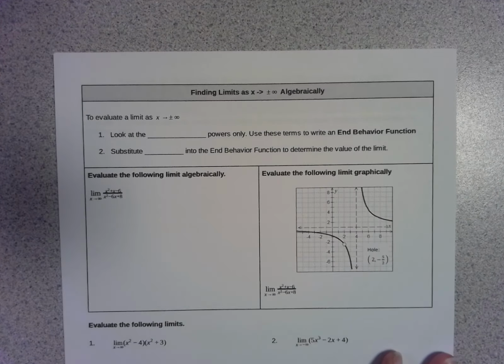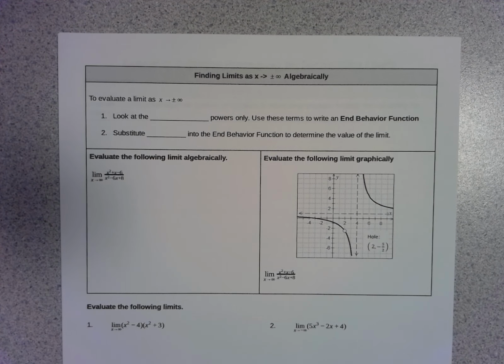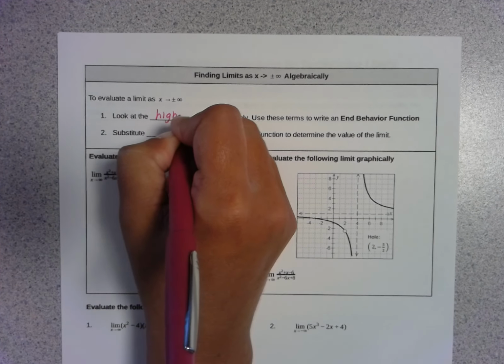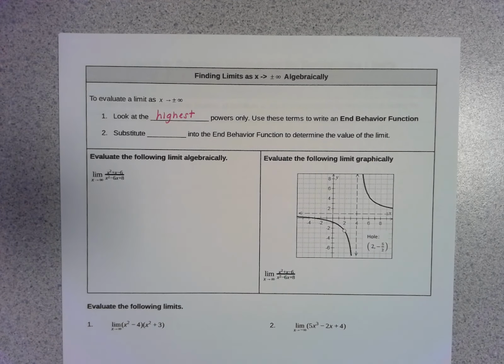Let's take a look at how we would find this algebraically. So we know that we can look at a graph and we can figure this out, but how do we do this without a graph? To evaluate the limit as x goes to positive and negative infinity, we're going to look at the highest powers only. And the reason we're going to look at the highest powers only is because x is approaching a very large number. So the highest powers take over the behavior of the function.